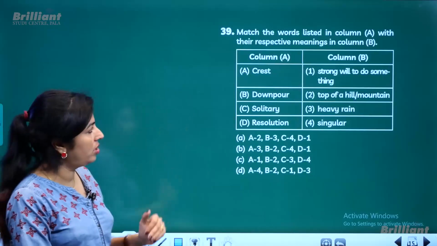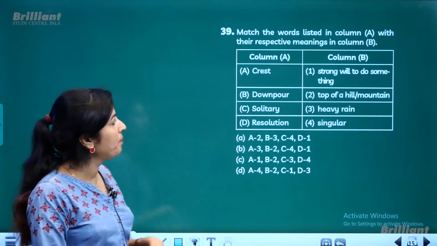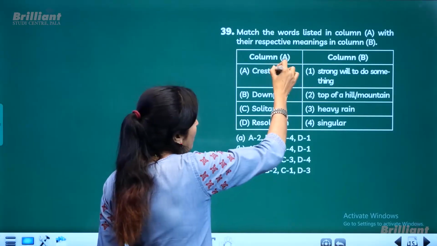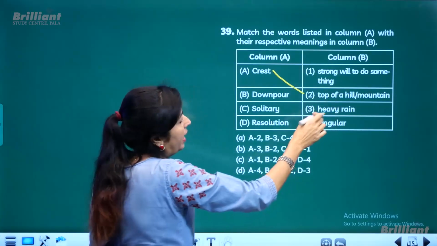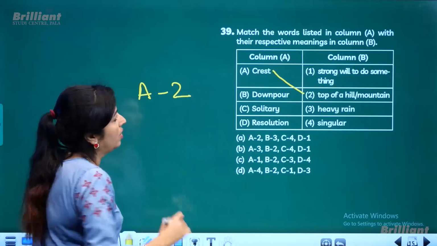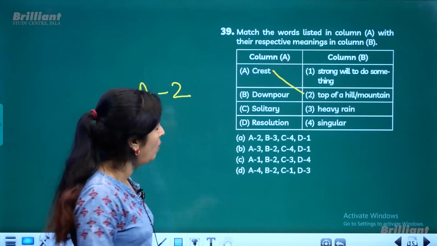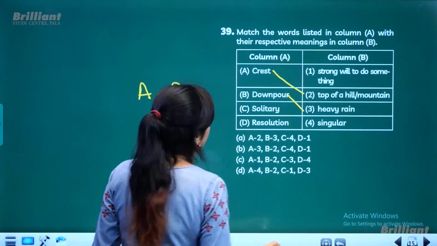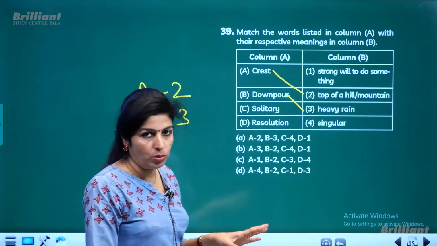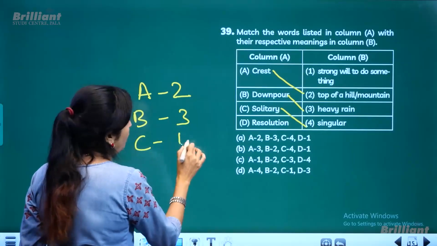Now you need to match with the particular pair. You have to match column A to column B. Crest. What do you mean by crest? Crest means the top of a hill or mountain. That means A is 2. And what is downpour? Downpour means heavy rain. That means B is 3. Then solitary means alone, or singular. So C is 4.